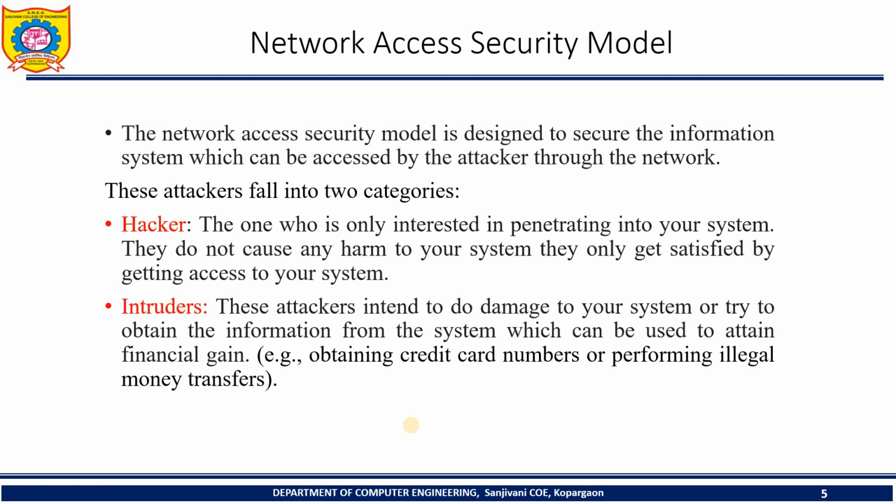Now, talking about the network access security model, that means the opponents that can access the network model, right? There can be two kinds of opponents, two kinds of attackers, which can access this network security model. The first one is the hacker, the second one is the intruder. Hackers are the people who are interested in penetrating into the system. They want to know the information, right? They are satisfied once they get the information. They just want to get access to the system. So that is the hacker.